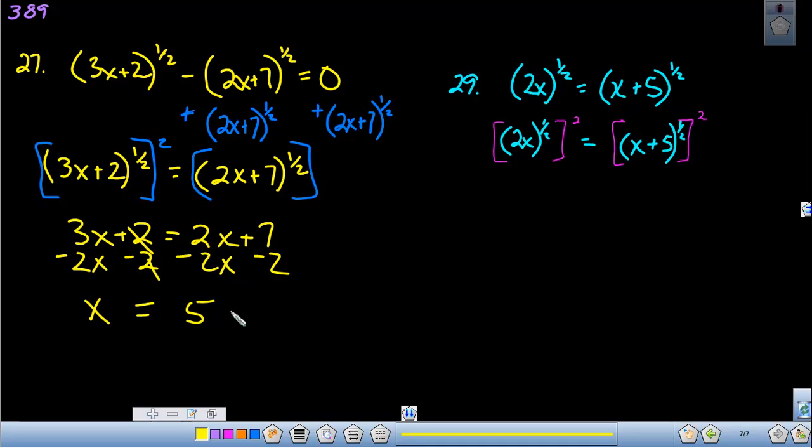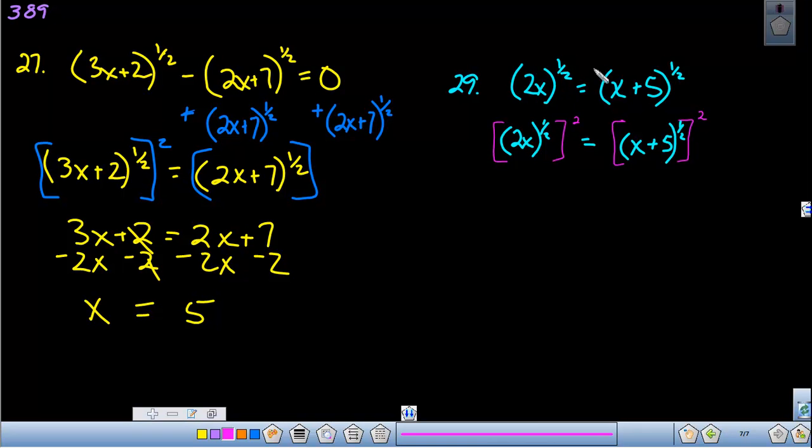X is equal to 5, and let's just make sure that it checks out. 3 times 5 is 15. 15 plus 2 is 17. 17 to the 1/2. Now, in order for this to work, this also has to equal 17. 2 times 5 plus 7 indeed is 17. So when you subtract the 17 raised to the 1/2 minus 17 raised to the 1/2, you do get the 0. And our final question, number 29, is again, we have a rational exponent equal to a rational.